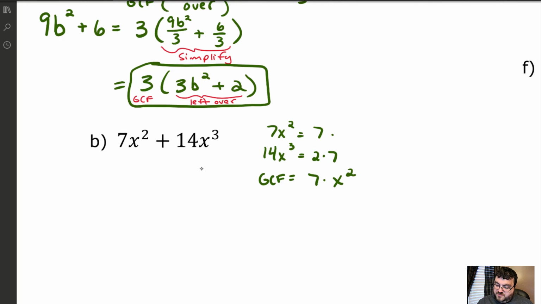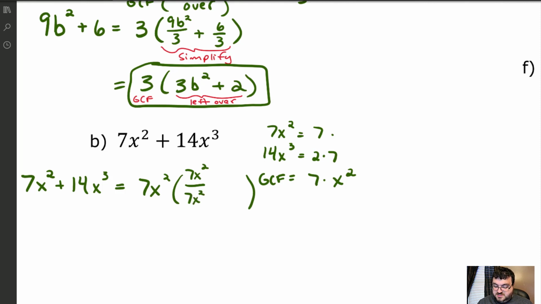So we need to figure out how to factor this so that 7x squared is on the very outside. Whenever you break this down, I'm going to rewrite this problem on the next line just to make it a little bit easier to follow. On the outside, you're going to have 7x squared, and then on the inside of a set of parentheses is going to be what's left behind when you divide 7x squared out of each term. So I want to take 7x squared, divide it by that GCF of 7x squared. Then I want to take 14x cubed and divide it by 7x squared as well. And then what you do is just reduce that.